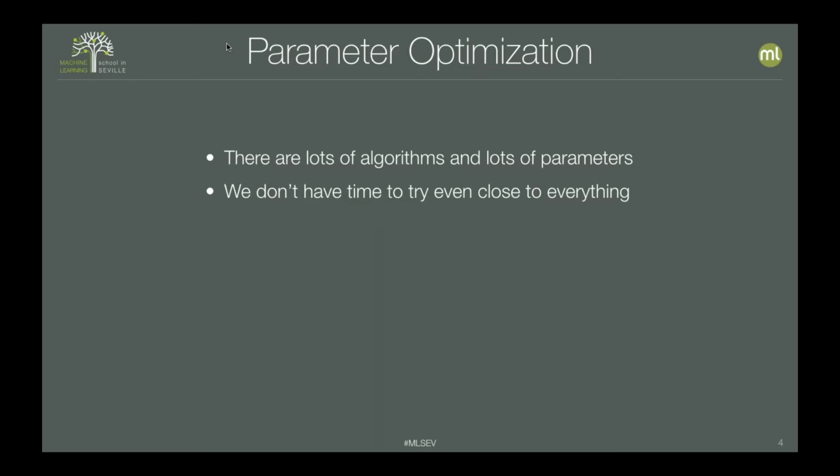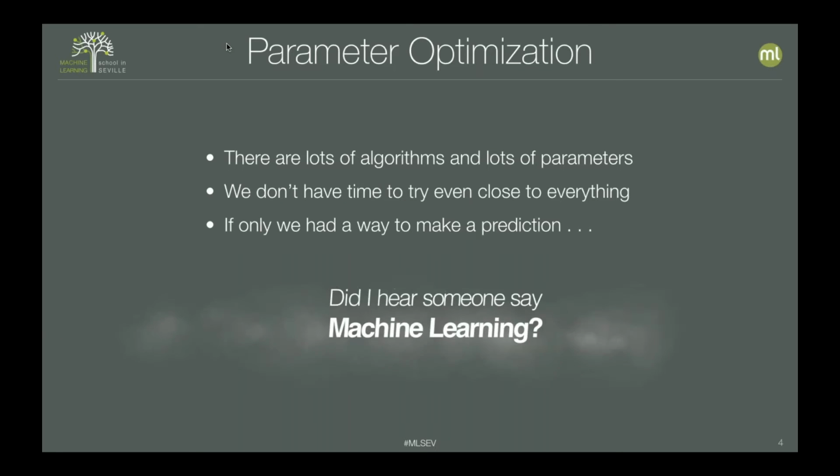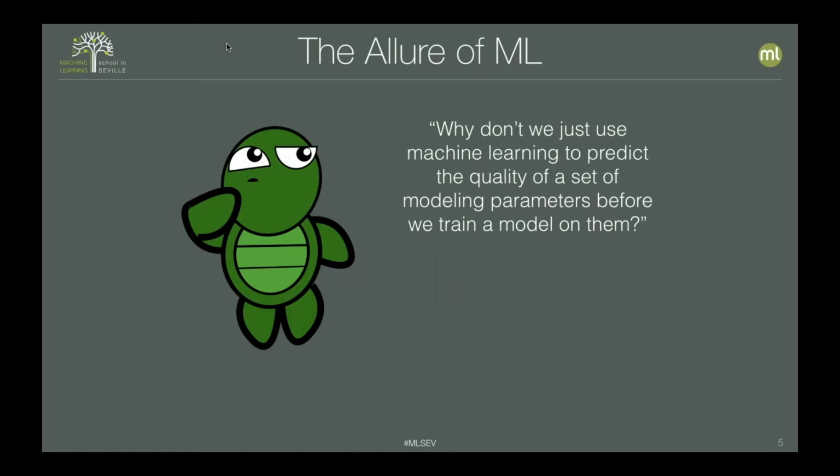And we don't even have time to try close to everything, right? Especially when we include maybe different ways of pre-processing the data, all the different algorithm parameters you can futz with, all the different data transformations you can do. We don't have time to try even close to everything. So wouldn't it be great if we had a way to predict how well a machine learning algorithm was going to do based on the data that you saw before? Hey, that sounds like a machine learning problem, right? So can we use machine learning to drive the bus here of actually doing the model tuning for us?